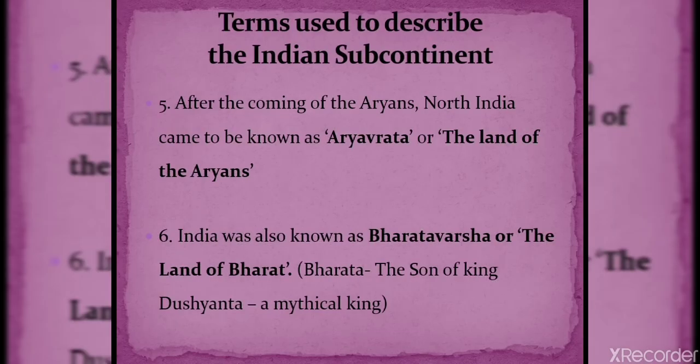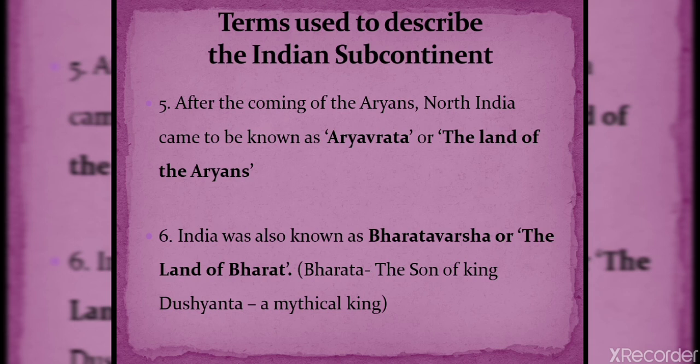Point number 5, after the coming of Aryans to India and the spread of the Vedic culture, northern India came to be known as Aryavrata, or the land of the Aryans.